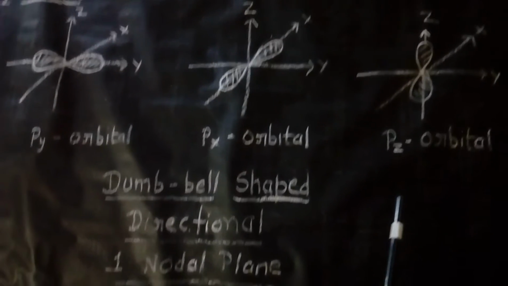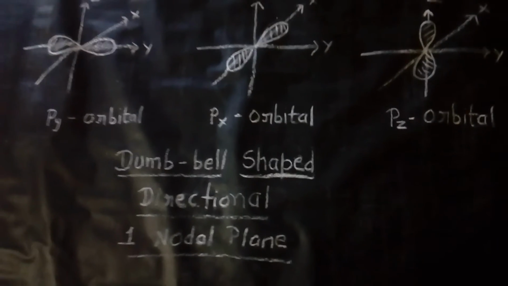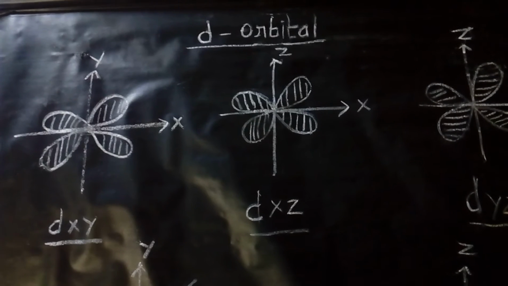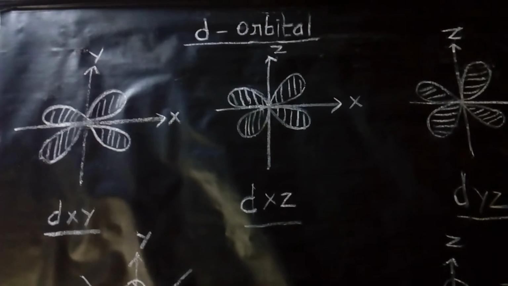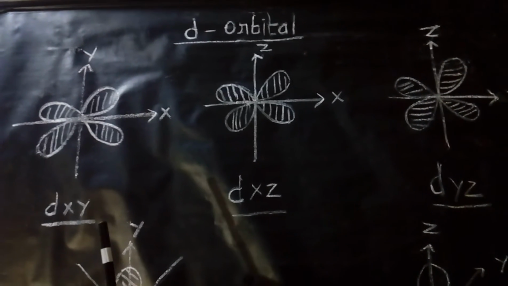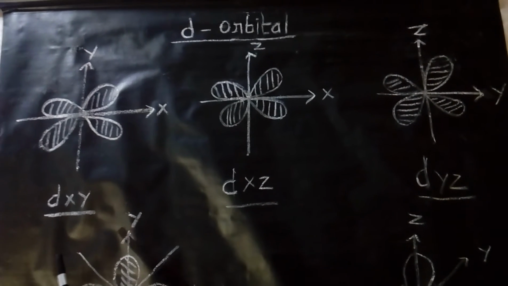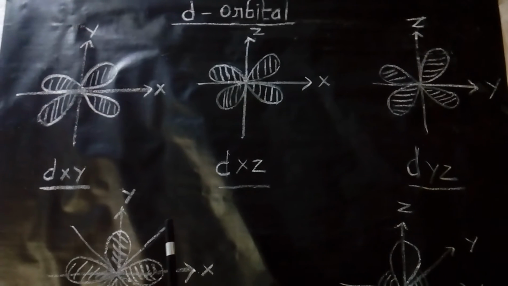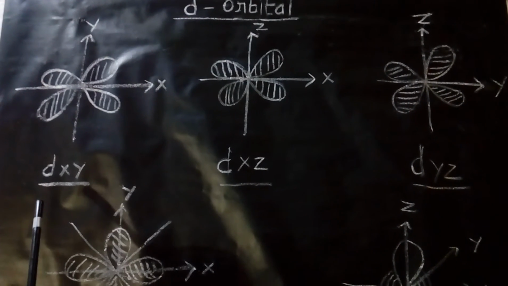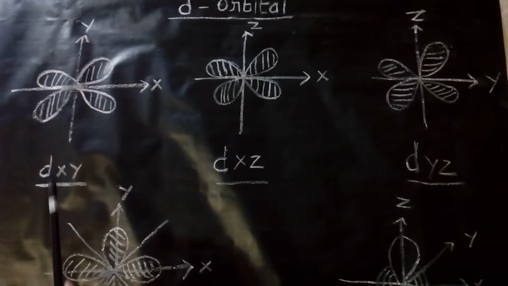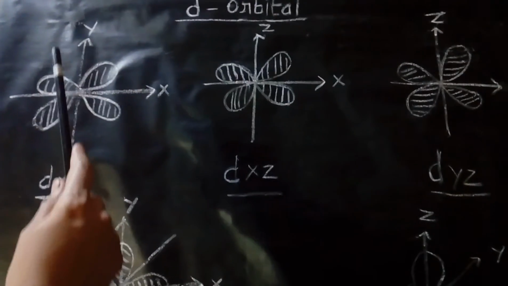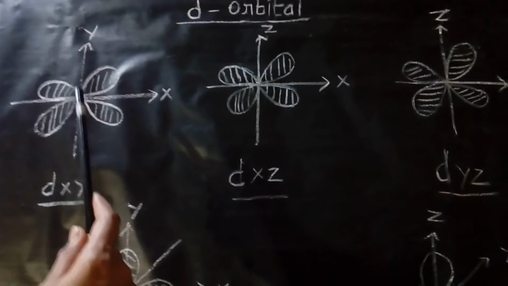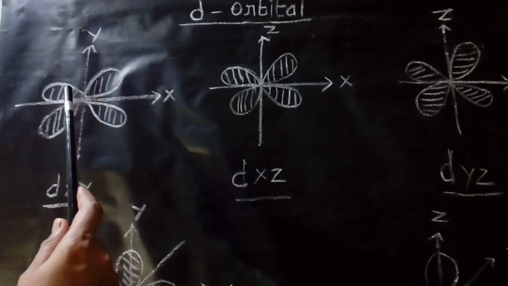Now we will consider the d orbital. There are 5 d orbitals. These d orbitals are double dumbbell shaped. It means each of them possesses 4 lobes. These are dxy, dxz, dyz, dx square minus y square and dz square. In dxy, its lobes lie between the x and y axes. It means the electron density is present between the x axis and y axis.